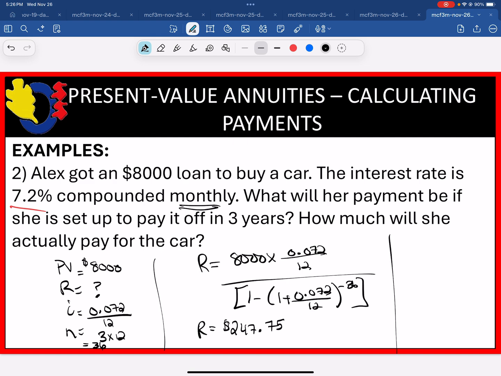How much will she actually pay? So we multiply that regular payment by the 36 payments. 247.75 times 36. Should put a therefore statement here. And that equals, sorry, let me fix that, $8,919 is what she actually pays.